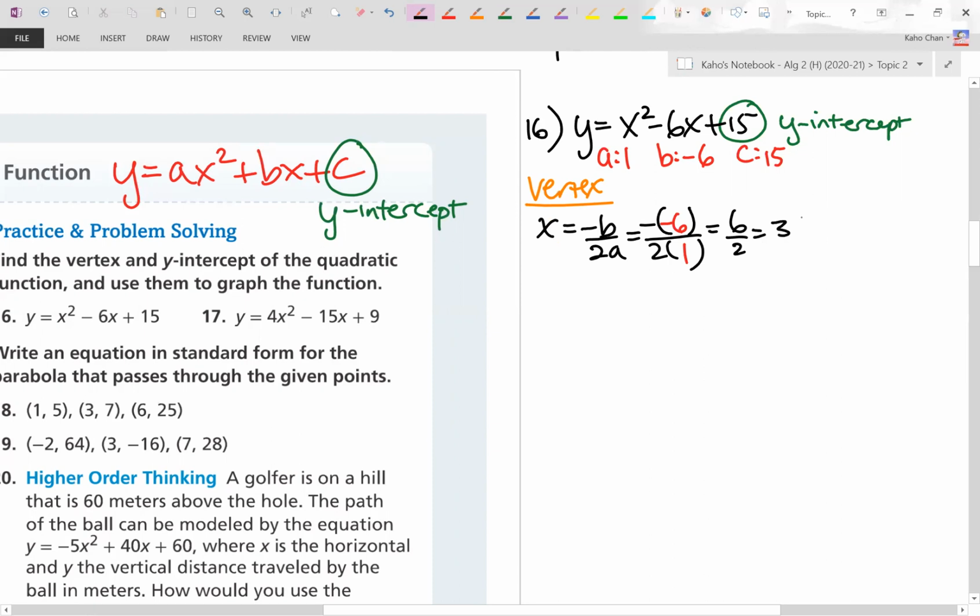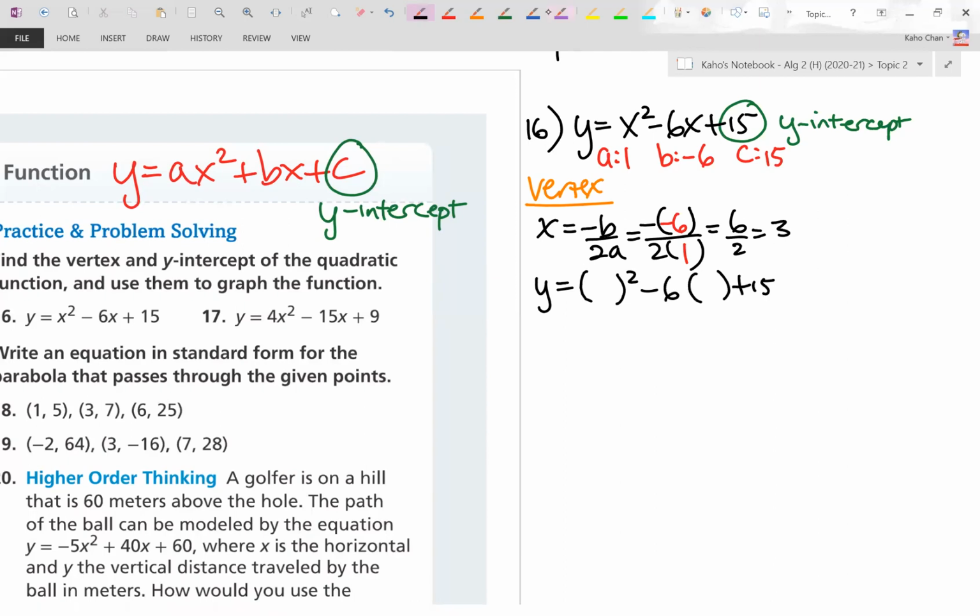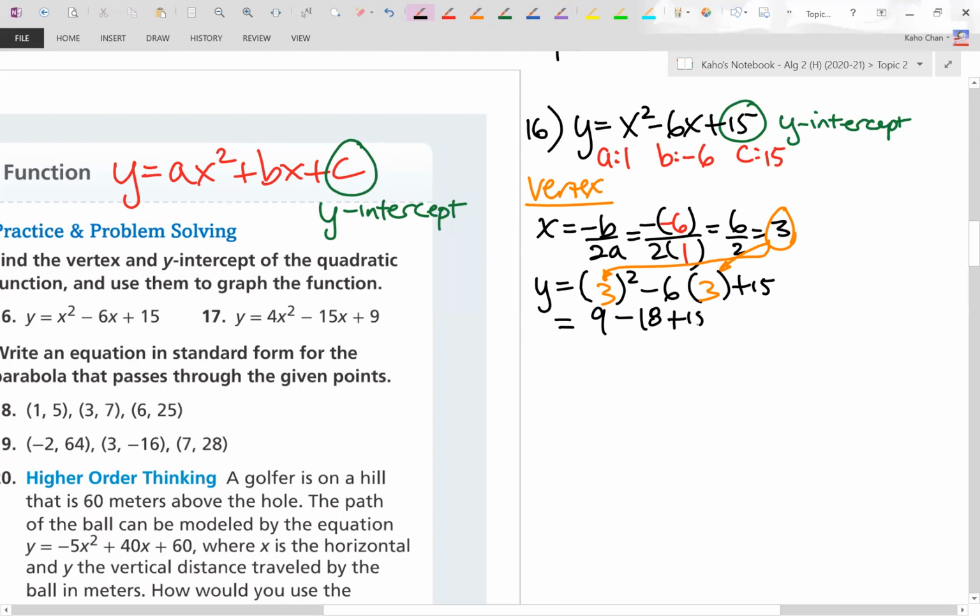We need the y value now. To find the y value, you plug it into the original problem. We just got 3, didn't we? That's your x value. That gets put in here as well as over here. Okay? And then you clean it up. 3 squared is 9, minus 6 times 3 is 18, plus 15. That equals -9 plus 15, which is +6. Ding, ding, ding!